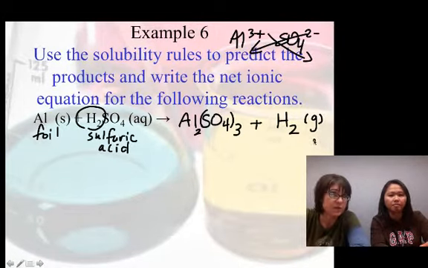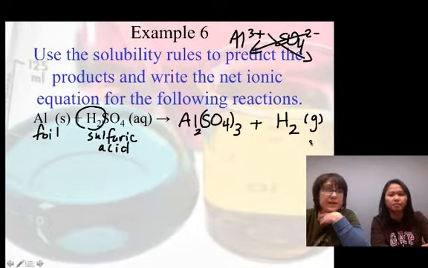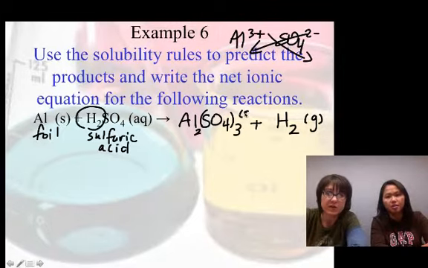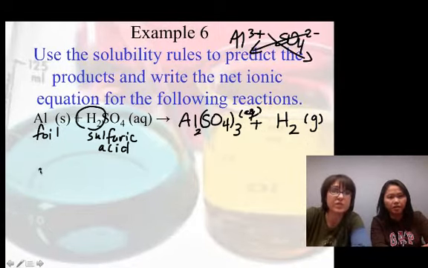Let's look at our solubility rules though for aluminum. We don't have a rule for that. We have a rule for sulfate. Anything that's an exception will be solid: silver, mercury, lead, barium, strontium, calcium. Al is not one of them. So this is aqueous. So a gas we can't break apart, but aqueous we can break apart. So let's balance first.